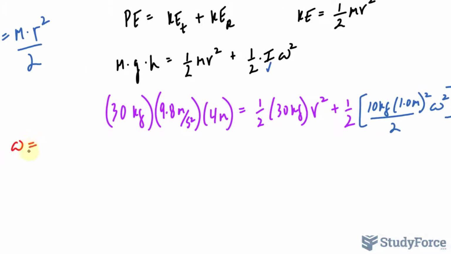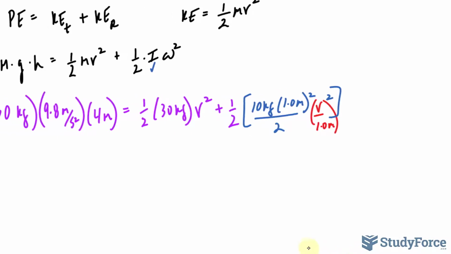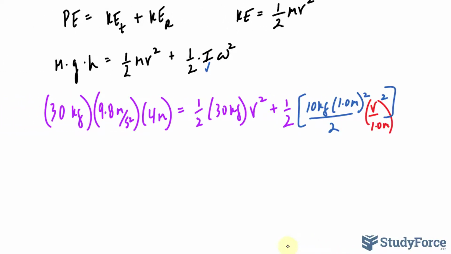Angular velocity is equal to the linear velocity, v, over the radius. This is a well-known formula and we've used it in previous videos. So I'll replace omega with v over r. And the good thing about this is that we can change r for what it actually is, which is 1.0 meters. Now we have an equation with one unknown, v, and this is solvable technically.